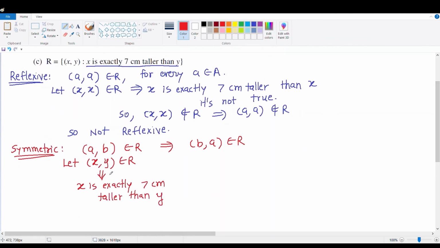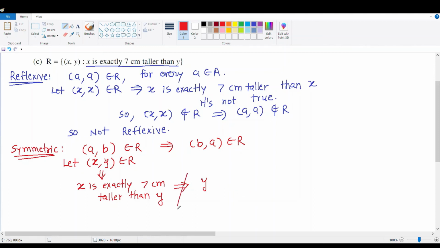So if (x, y) is in R, that means x is exactly 7 centimeter taller than y. Now can we write this in converse way, like in other way around, that y is 7 centimeter taller than x? What information you got? That x is exactly 7 centimeter taller than y. That implies that y is exactly 7 centimeter taller than x. No, does not make sense.